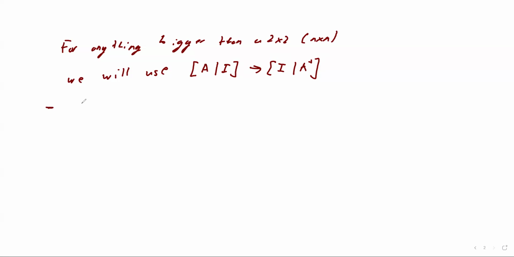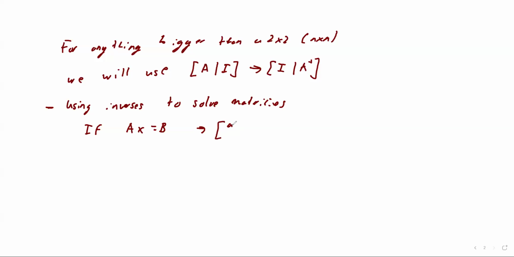And then the last thing we're going to be doing is using inverses to solve matrices. So for example, if AX equals B, meaning we took something like the previous thing and we have [A, B; C, D] times [X; Y] equals [E; F]. So this would be your A, this would be your X, and this would be your B. So this is what I mean by saying this right here.